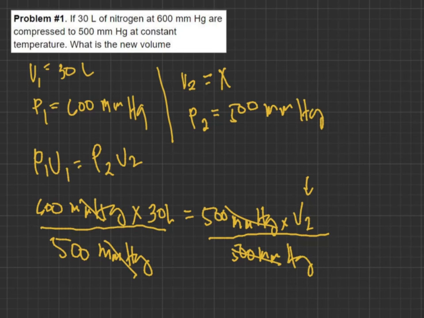Now we multiply these two together and then divide it by 500, and then our V sub 2 will give us 36 liters. Okay, so this is our new volume.